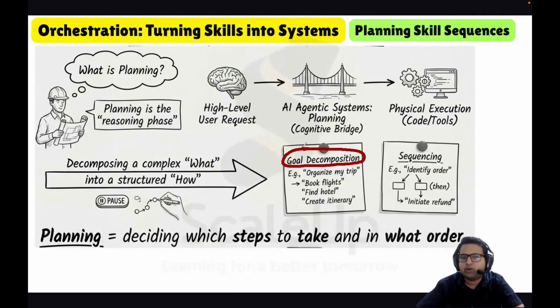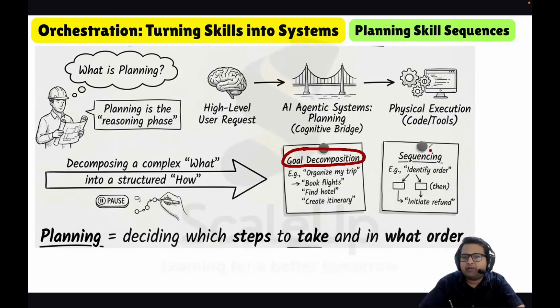For example, if the goal is organize my trip, that is a vague goal. With goal decomposition, we break it into subtasks. To organize your trip, we have to book flights, find a hotel, and create an itinerary. That is what goal decomposition is.